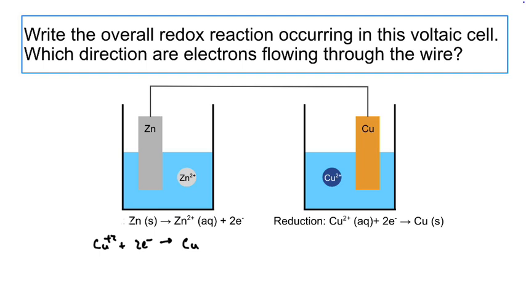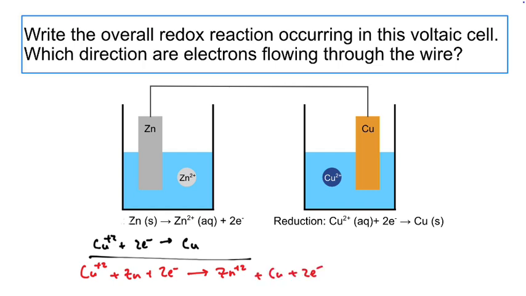Okay? I would align them like that. And when I add them up, what do I get? I get copper plus 2 plus zinc plus 2 electrons goes to zinc plus 2 plus copper plus 2 electrons. What do we see on both sides of the equation? The electrons, which means delete. And what do we have? The overall equation. Okay? That's the point of this process.